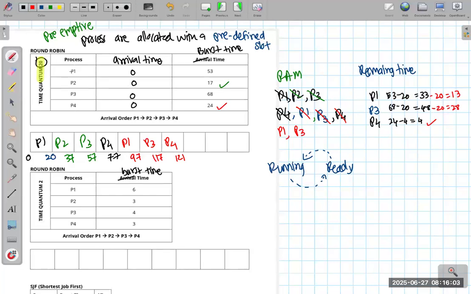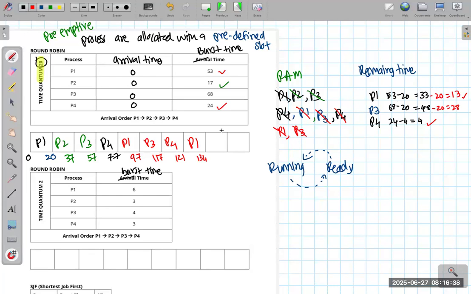In the third round, we have P1 and P3 only. So we'll take P1. We give 20, but we need only 13. So P1 needs only 13, no? So let's finish him off. 121 plus 13 is 134. So he is finished.